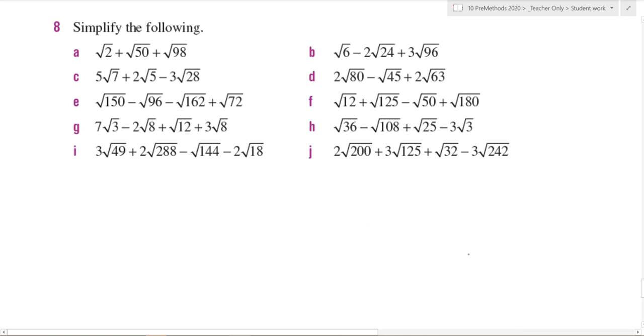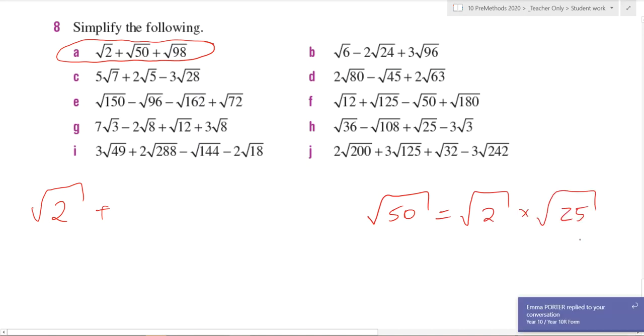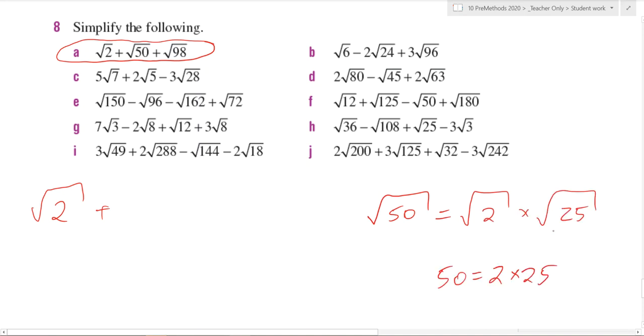Alright, so if we look at question 8a, it wants us to simplify this. Like I said, you can't simplify square root 2 any further. Now if we look at square root 50, we look at the factors in it. It has square root 2 times 25, so we can split it up into two surds with a multiplier in between them. Why did I pick the factors 2 and 25? 25 is the same as 5 squared. So this we can rewrite as 2 times square root 25.